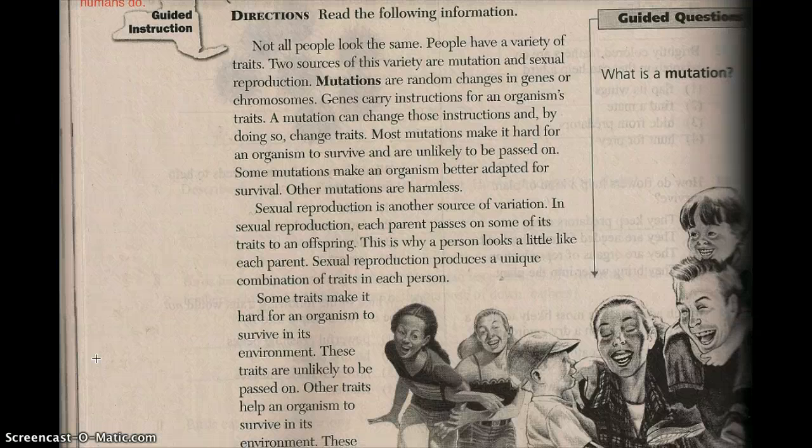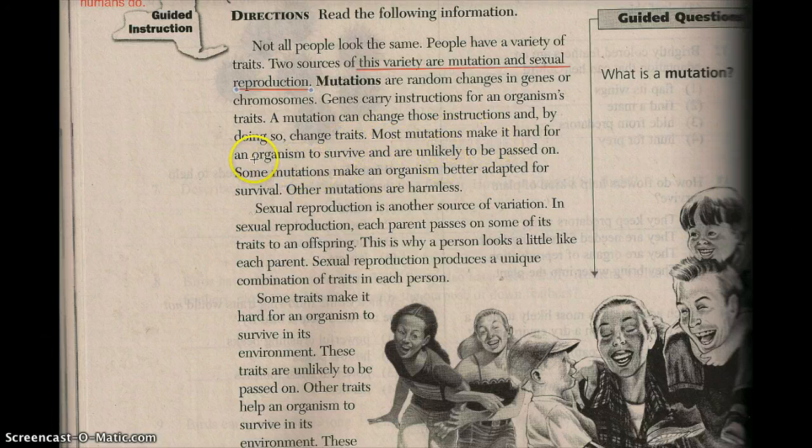Directions. Read the following information. Not all people look the same. People have a variety of traits. Two sources of this variety are mutation and sexual reproduction. That's important. Mutations are random changes in genes or chromosomes. Genes carry out instructions for an organism's trait. A mutation can change those instructions and by doing so, change traits.